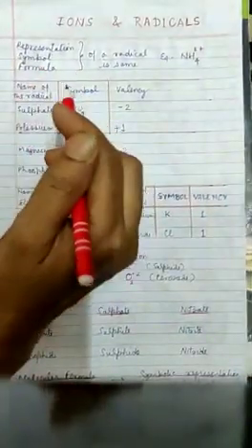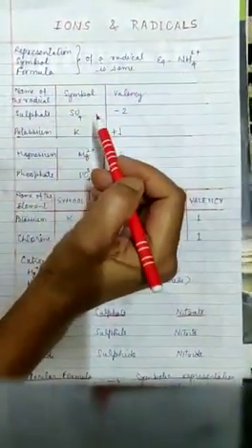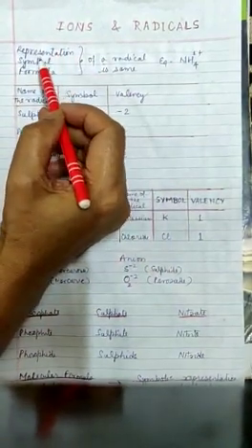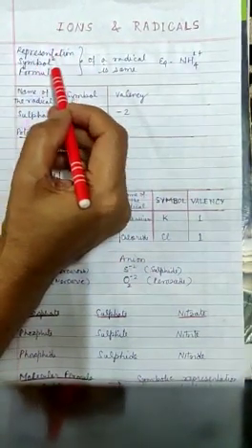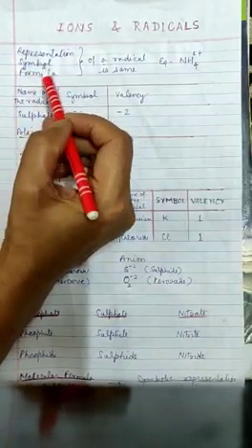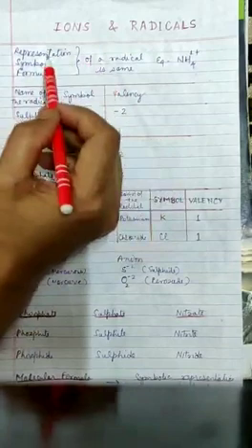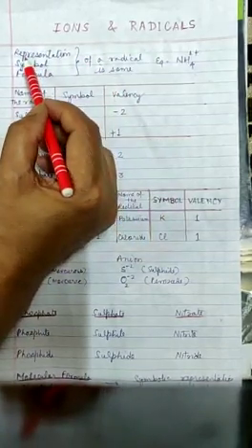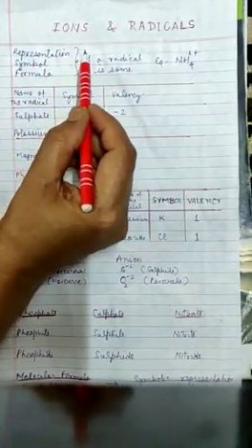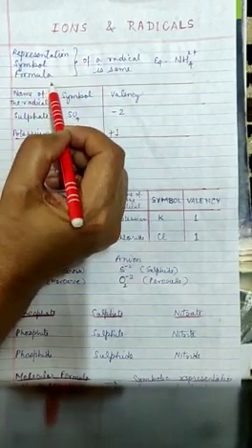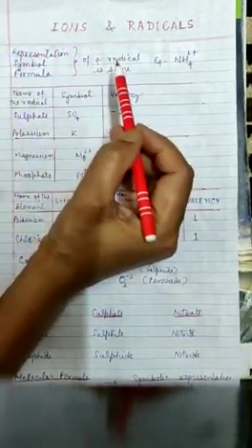Now, a little more about ions and radicals. Children, I want to tell you that you often get confused between the terms representation, symbol and formula when it comes to a radical. Whether the term is representation of a radical, symbol of a radical, or formula of the radical, it goes for the same.